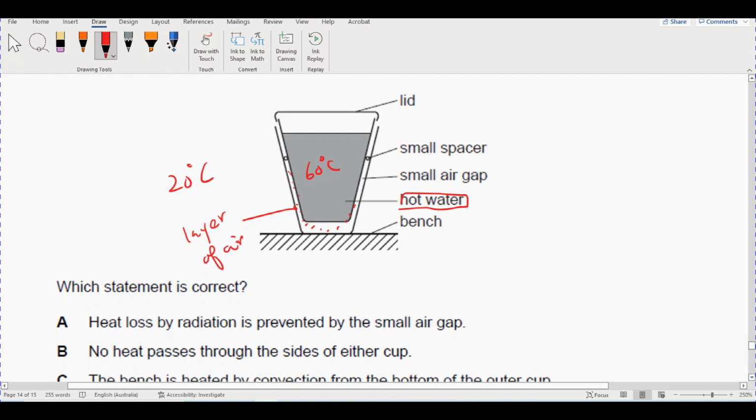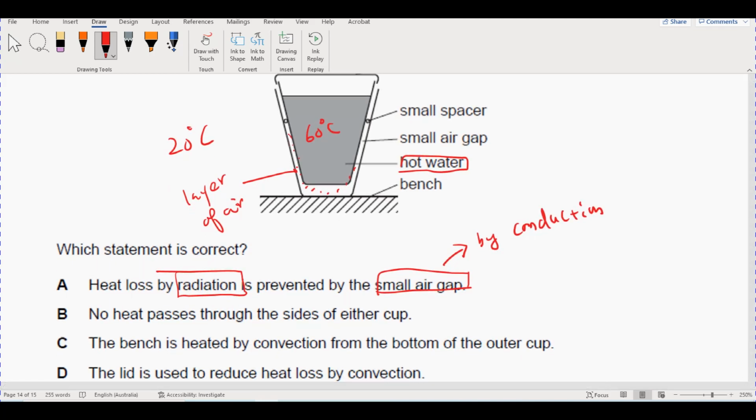Option A says heat loss by radiation is prevented by the small air gap. The small air gap does prevent heat loss, but not for radiation, because radiation ignores all the air or any medium. Radiation doesn't need any medium. It can travel no matter what kind of medium is between the two, and it can still travel even if there's no air at all. So a small air gap can reduce heat loss, but not for radiation. It reduces heat loss by conduction, because air is a very poor conductor. So A is wrong.